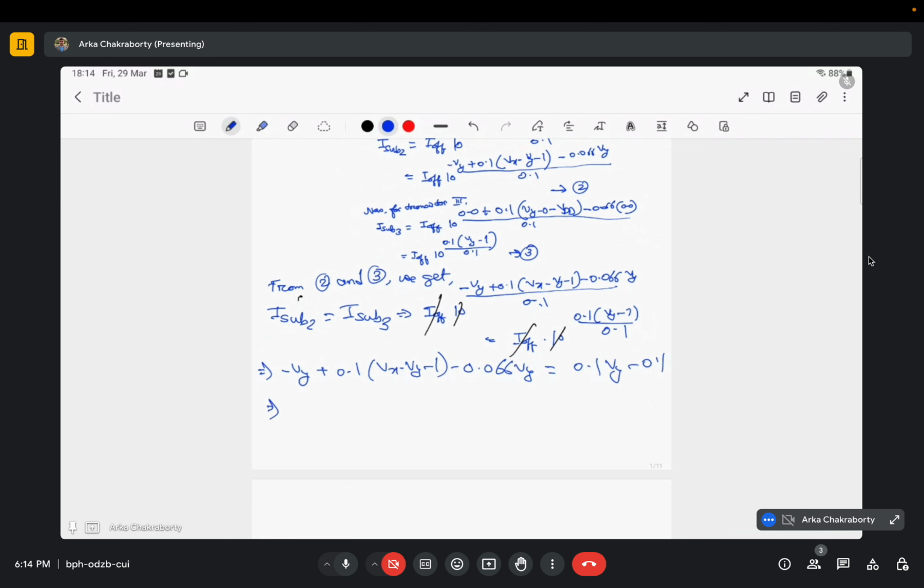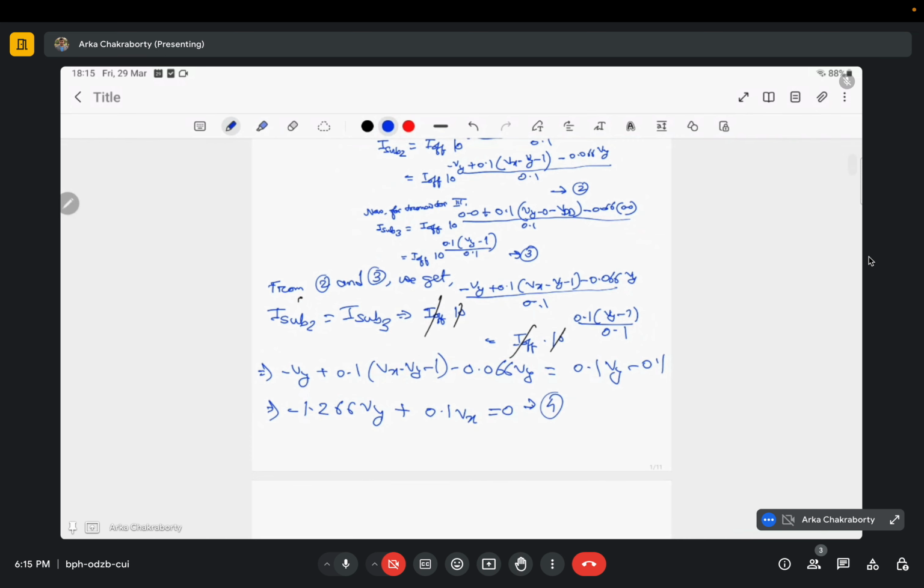So let me rewrite it. Vy will come here, so minus 0.2 Vy minus 1.2 Vy, so it will be coming as minus 1.266 Vy plus 0.1 Vx equals 0. Let me call it equation number 4.